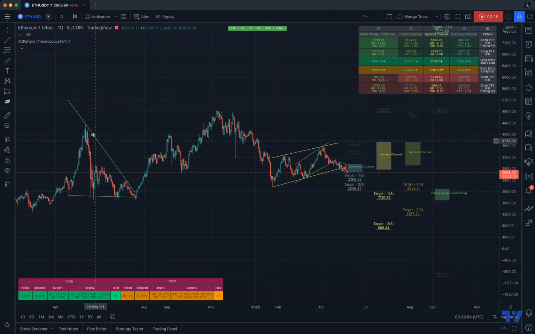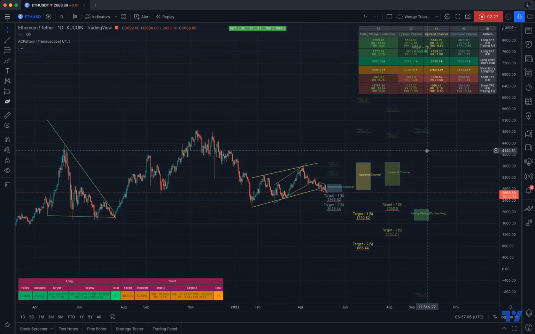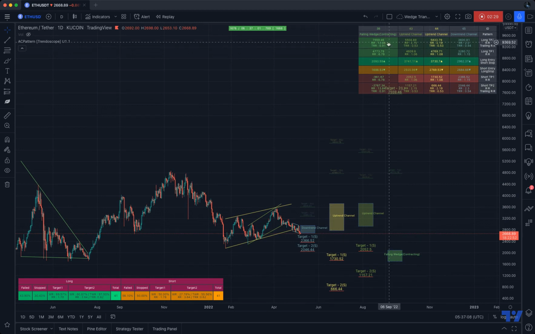You can see that this is color coded in green, and a similar color you can find here, falling wedge contracting. And the trade suggestions are also in the same color. And if you look at the stats table, they're also coded in the same color. So this is pattern number 36, falling wedge contracting.